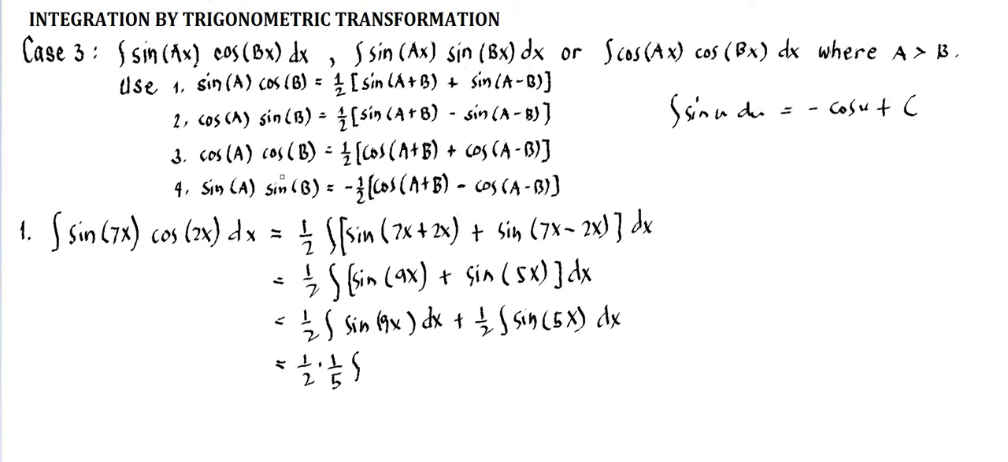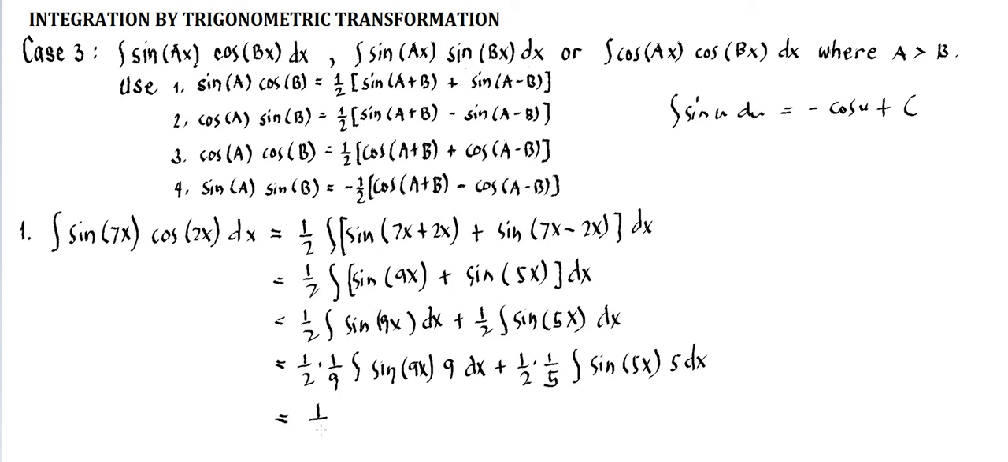Burahin ko lang muna ito. So times 1 over 9, and then sine of 9x, and then times 9 dx. So yung 9 times 1 over 9 equals 1, ano? And then plus 1 half, so dito yung 1 over 5, ano? Times 1 over 5, integral of sine of 5x, and then times 5 dx. So 5 times 1 over 5 equals 1. Okay? So pwede na tayo mag-integrate, ano?